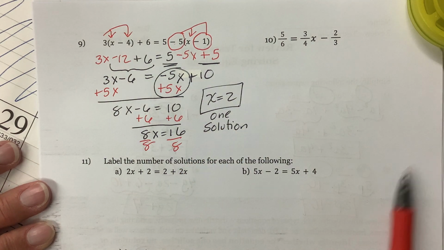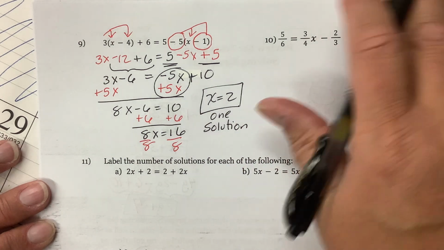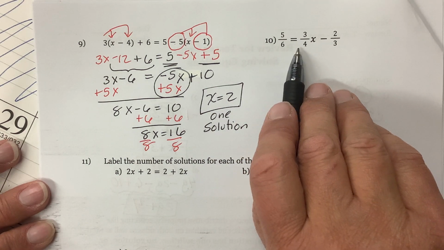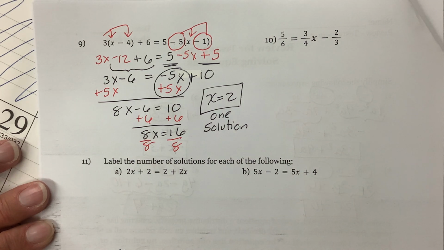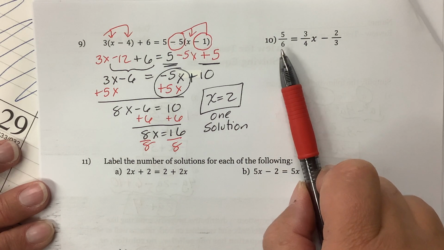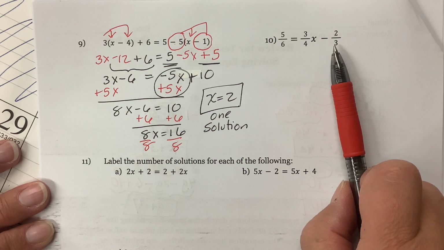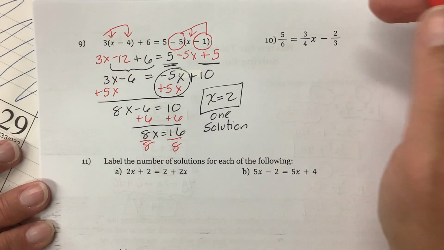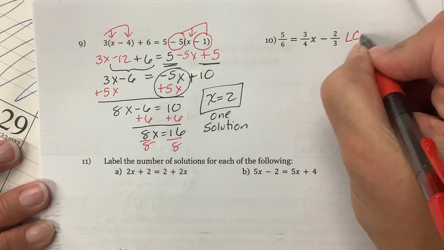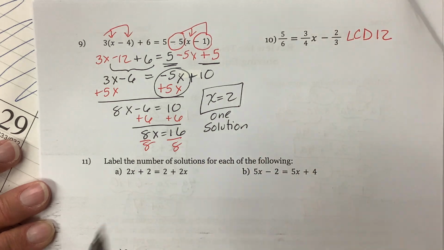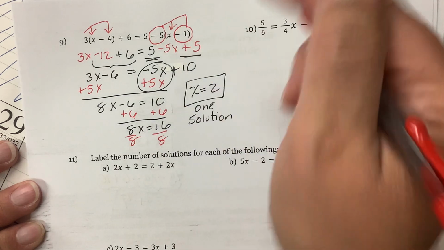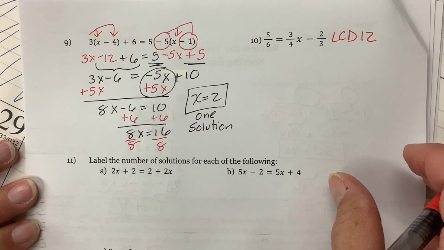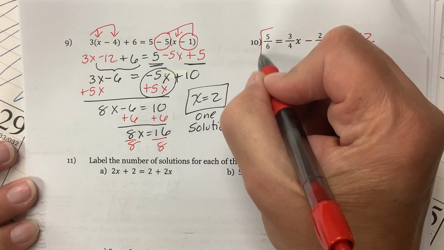For the next problem, I have a lot of fractions. I have 6 and 4 and 3. And the least common multiple there is going to be 12. 6 goes into 12 evenly, 4 goes into 12, and 3 goes into 12. So my LCD is 12, which means I've got to multiply everybody times 12 and not be moving my papers all over the place. Here we go.